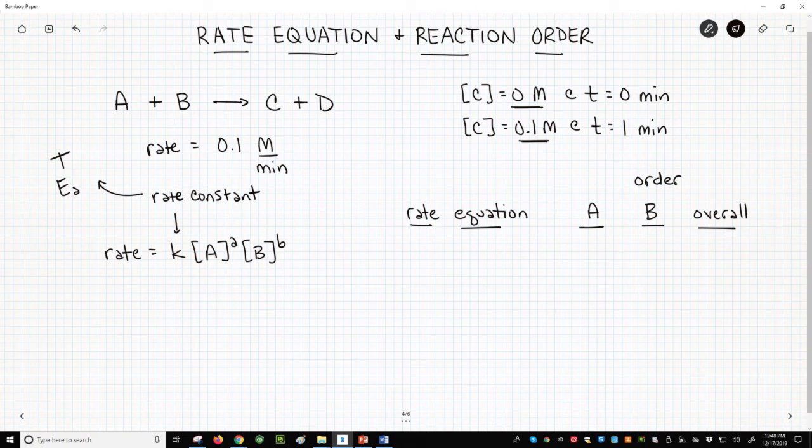How about these concentration terms? Each starting material is part of the rate equation. How much it affects the reaction rate depends on the exponent that follows each concentration term. These exponents define each starting material's reaction order.